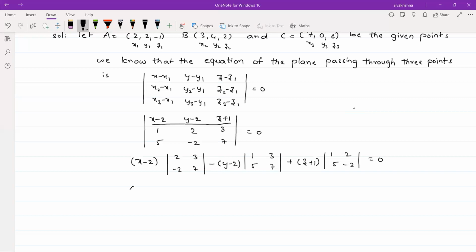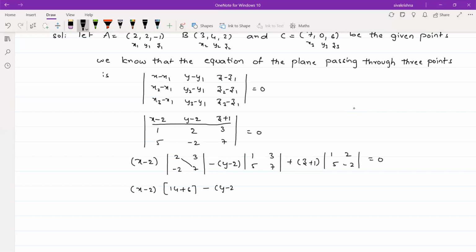So now we have to simplify this step. So x minus 2 into, so a 2 by 2 determinant can be expanded as AD minus BC. So here AD is nothing but 2 into 7. So AD is nothing but 2 sevens are 14. Minus BC means here we are already having minus. If you write another minus, we get plus 6. Okay, AD is 14, whereas minus BC is plus 6. So that we get 14 plus 6.